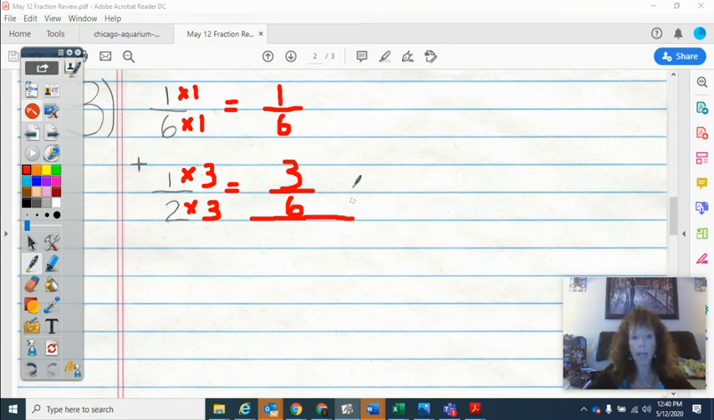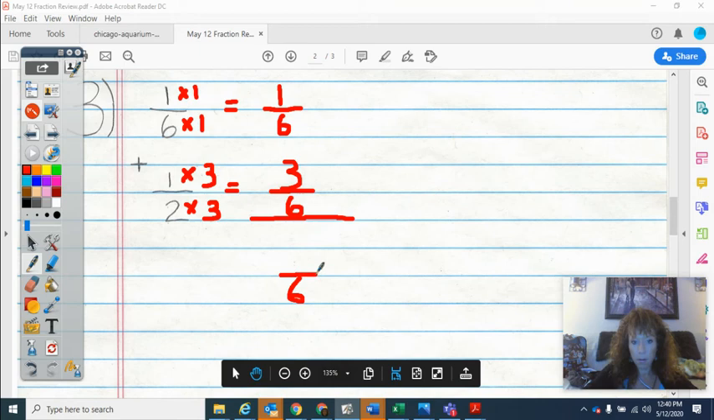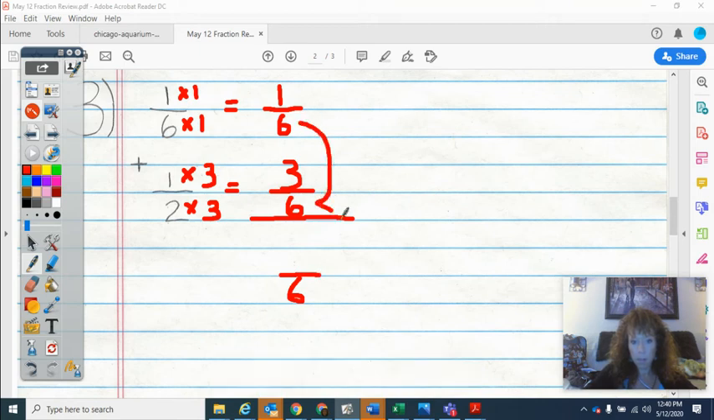So now I'm going to add. Remember, I have same denominator, same denominator, same denominator. 6, 6, 6. Okay. But I can add my numerators. 1 plus 3 is 4. You got it. So 1/6 plus 3/6 equals 4/6. Or 1/6 plus 1/2 is equal to 4/6.